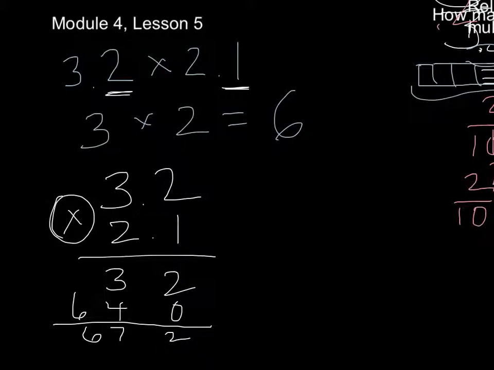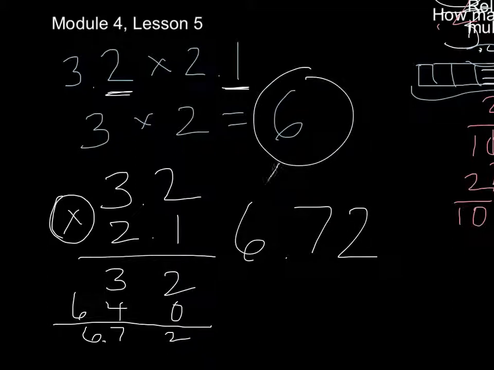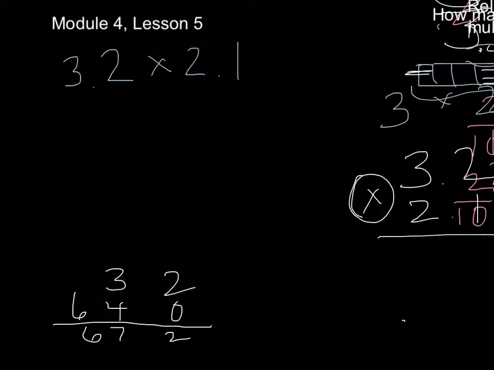That means I count decimal places, 1 in this factor, 1 in this factor. How many in my product? If you said 2, you are a smart cookie, and there we go. 6.72. Now, how does that compare to my estimate? Well, it's pretty close. I said that my real answer should be more than my estimate, and indeed it is. 6 72/100.